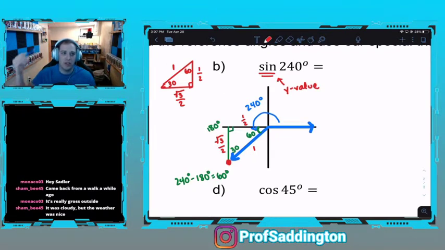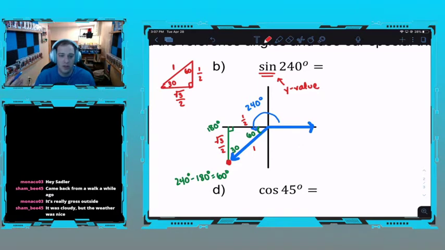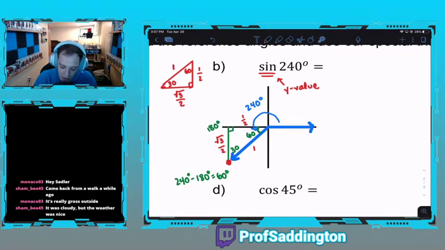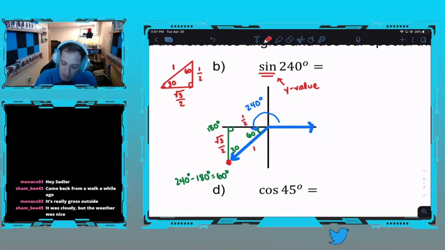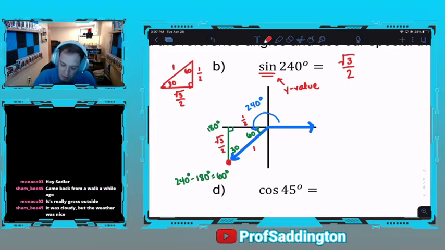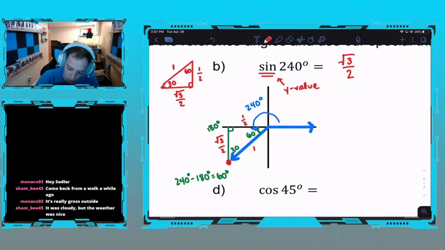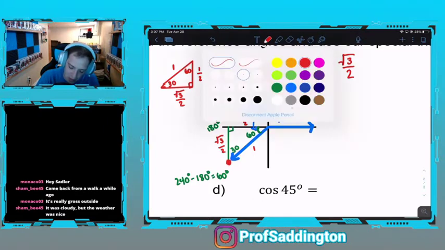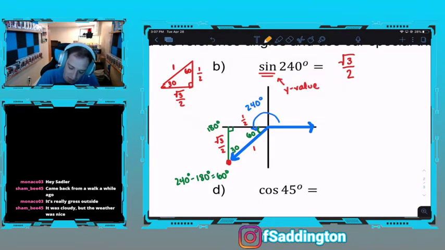Well, since y values go up and down, we're just finding the line that is the vertical line, which in this case is radical 3 over 2. So the sine value at 240 is radical 3 over 2. Because again, if we're looking for the coordinate, this right here is going to be our x value, and this right here is going to be our y value.